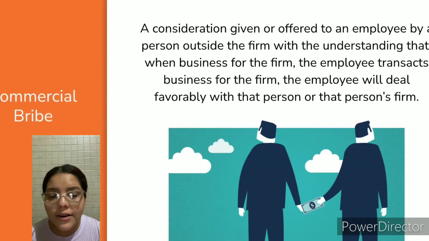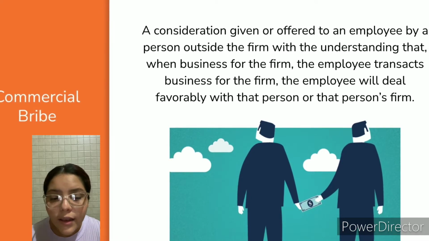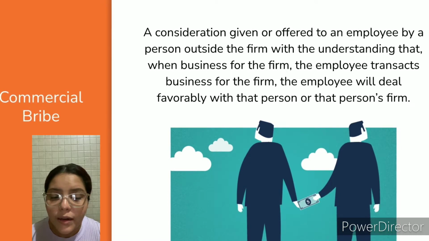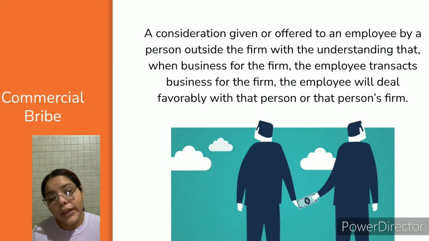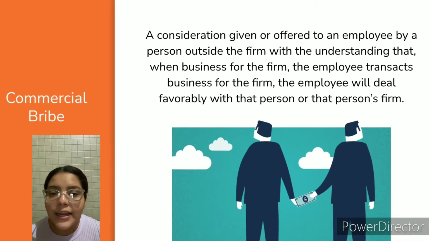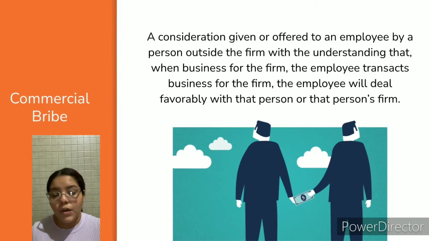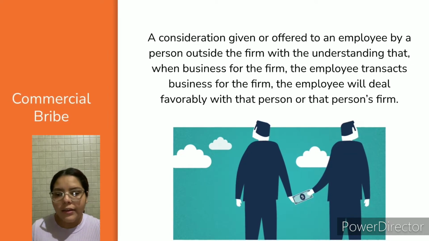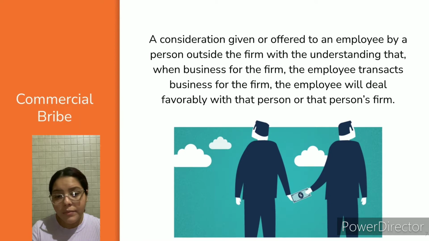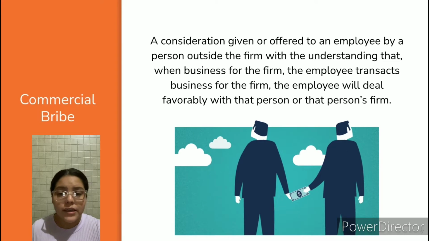A bribe is a consideration given or offered to an employee by a person outside the firm with the understanding that when the employee transacts business for the firm, the employee will deal favorably with that person or that person's firm. We strongly believe that commercial bribery is a very unethical practice. An example would be a wealthy business owner who needs help with money laundering and goes to someone with power, such as a minister, and this minister helps him with the money laundering in exchange for money for future campaigns or future projects.